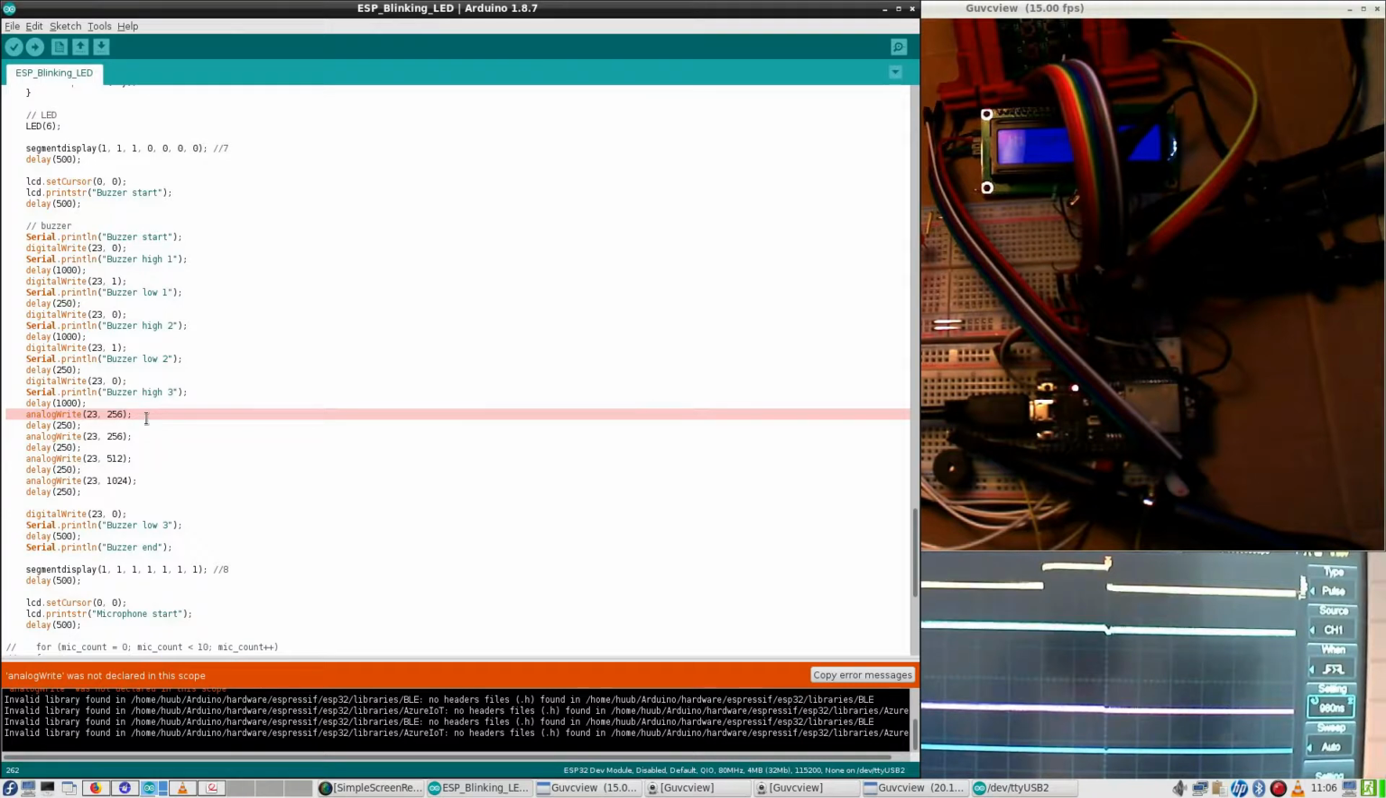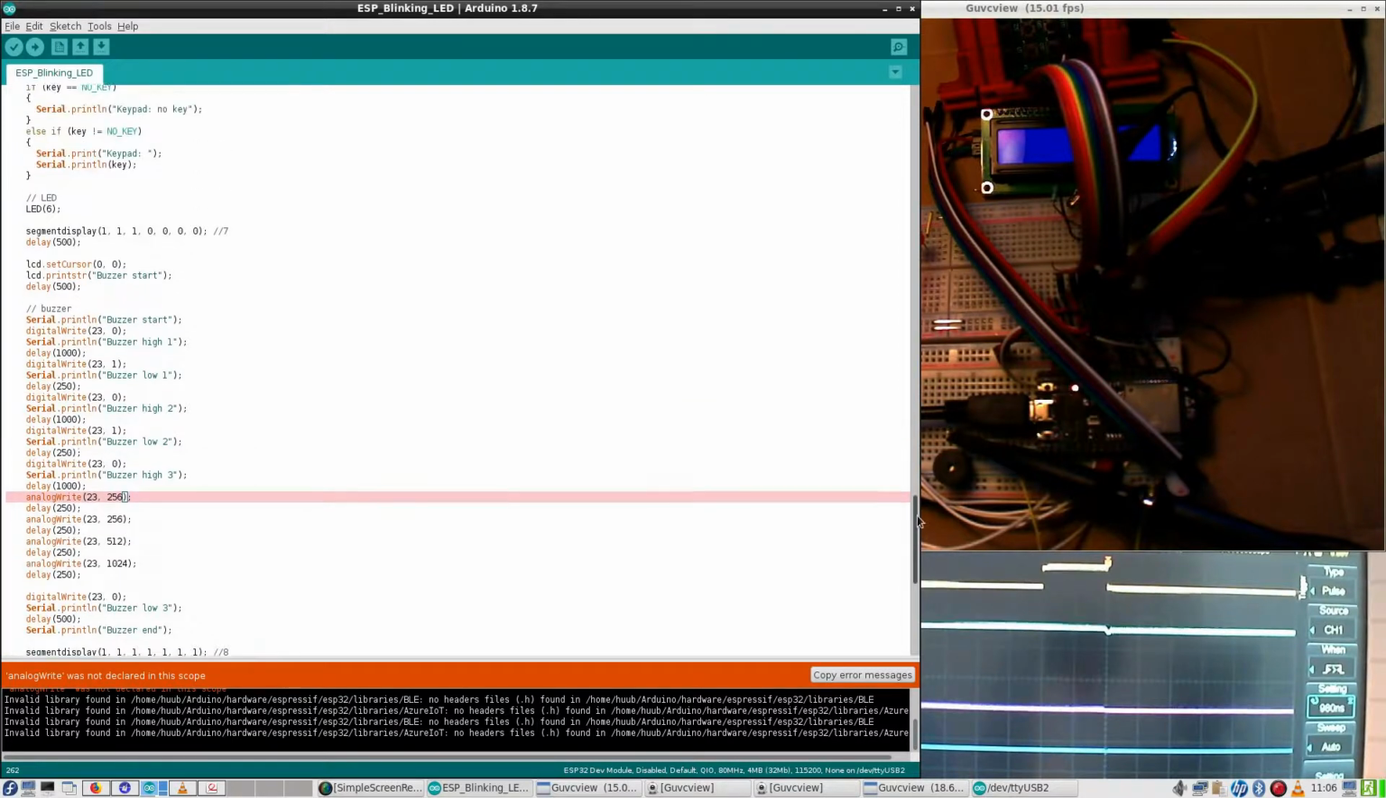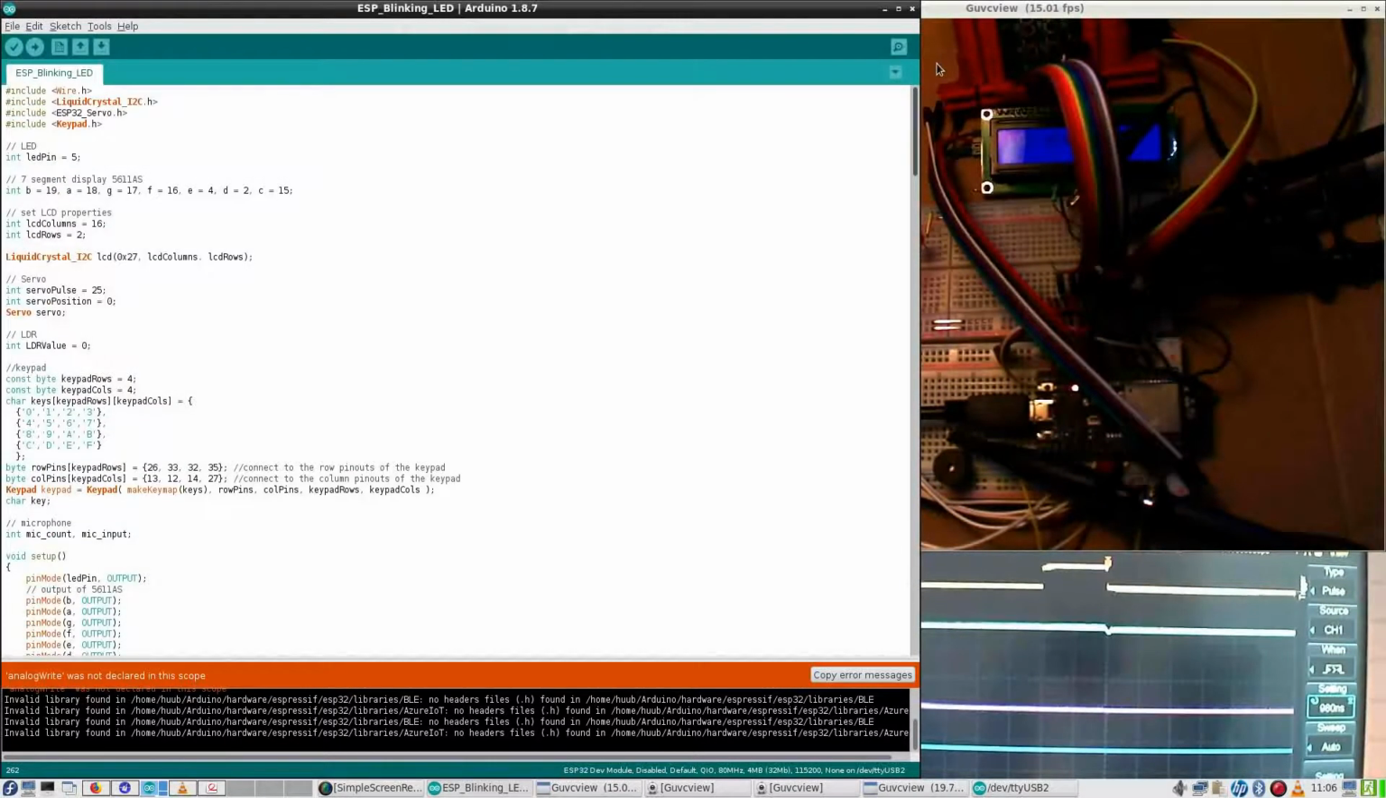Analog write was not declared in this scope. Really? Digital write is, but analog write isn't? Why not?